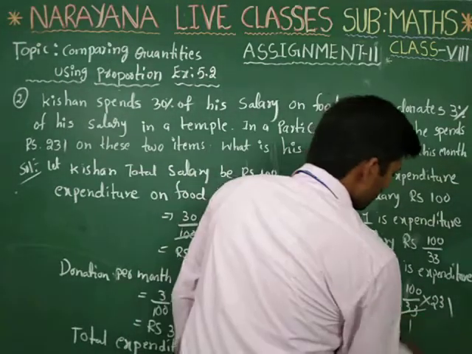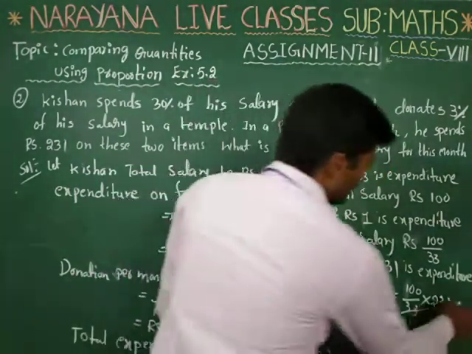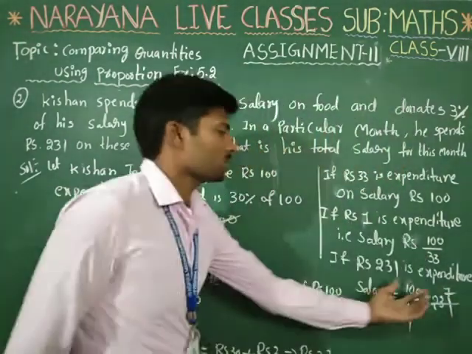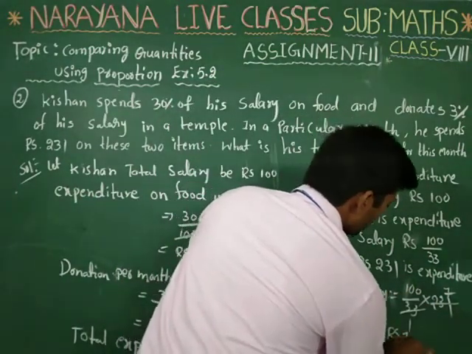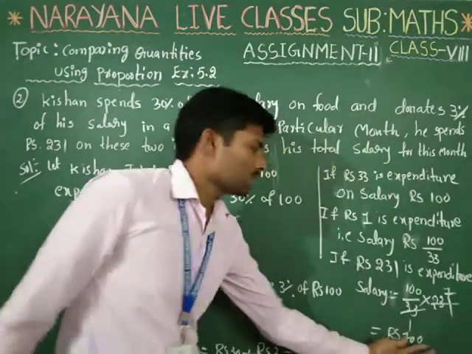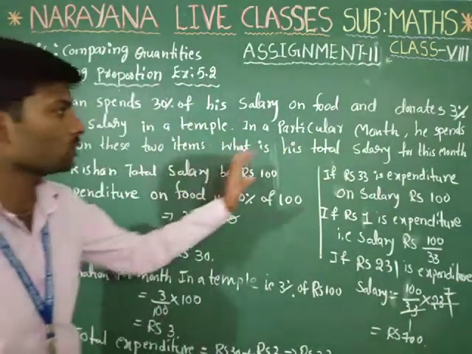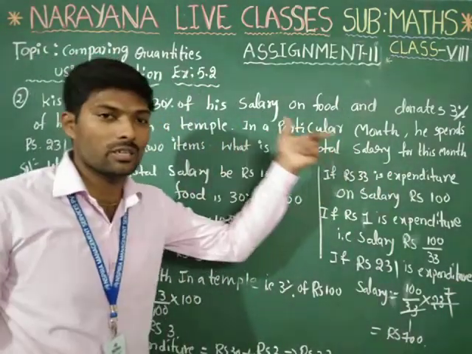33 ones are 33, 7 times. Okay, so just multiply these two. The total is what? 100 into 7, it will become totally 700 rupees. This 700 rupees is nothing but the total salary of Kishan in that particular month.